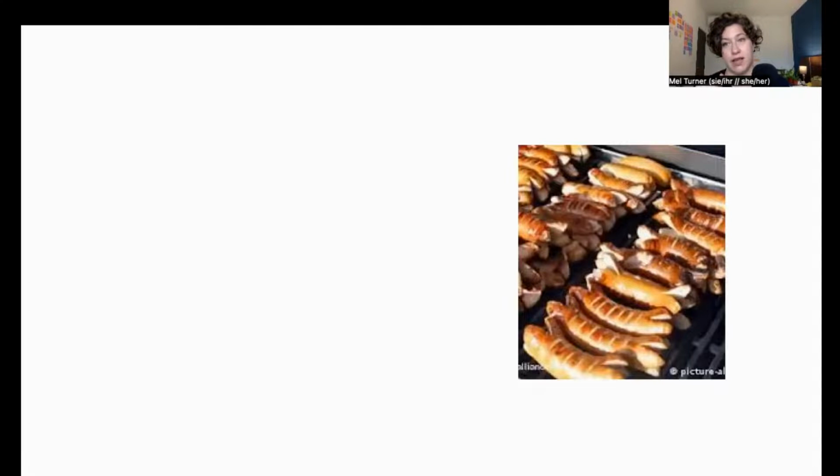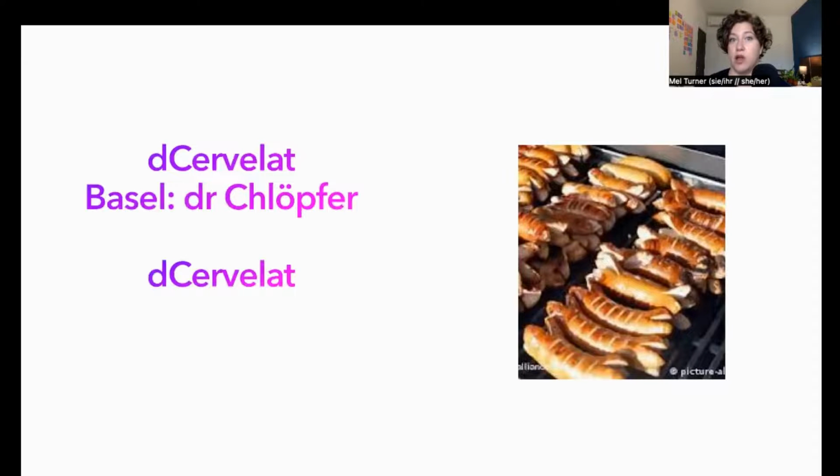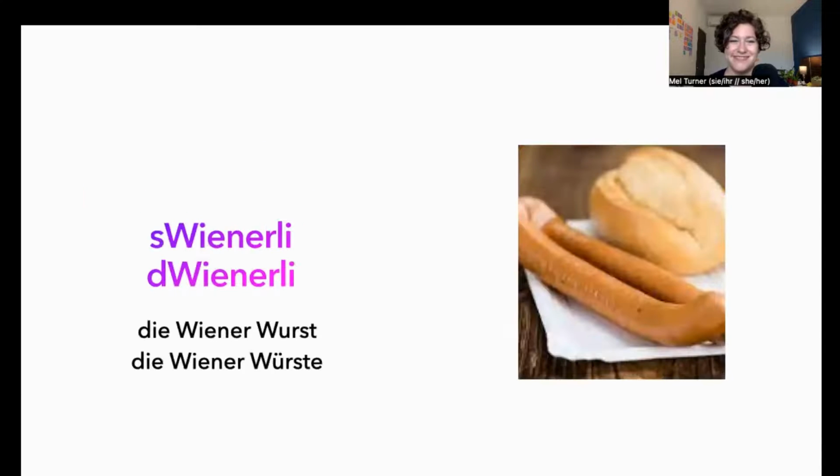So this is a special kind of Wurst because in Basel we call that different than we call that in the rest of Switzerland. It's a Cervola. And in Basel, it's the Chlöpfer. I know that only as a Chlöpfer. It's not a Cervola. We're not in Zürich. Wir sind in Basel, der Chlöpfer.